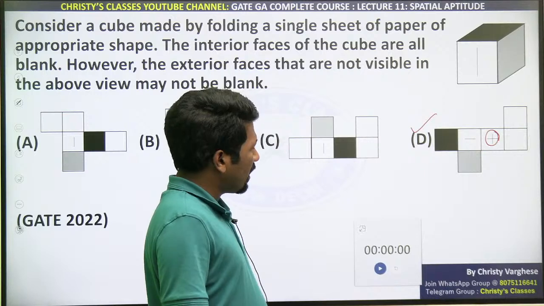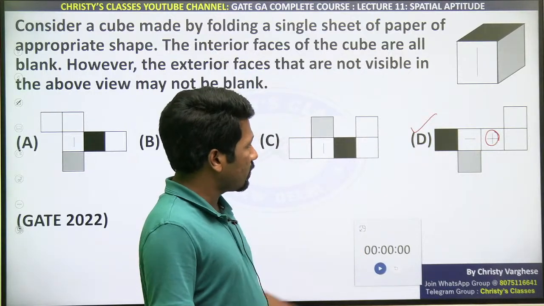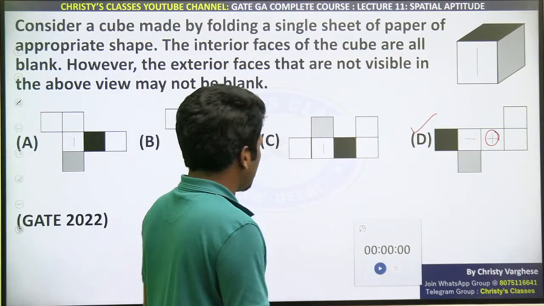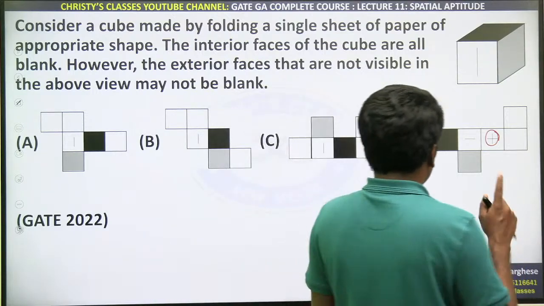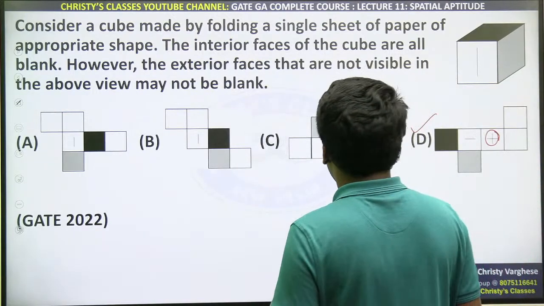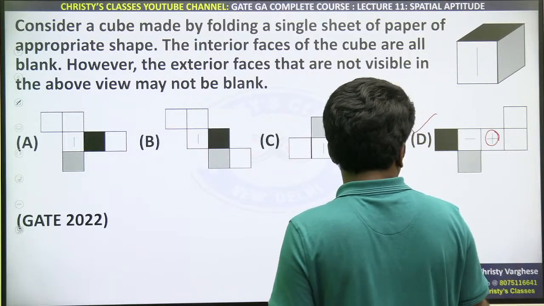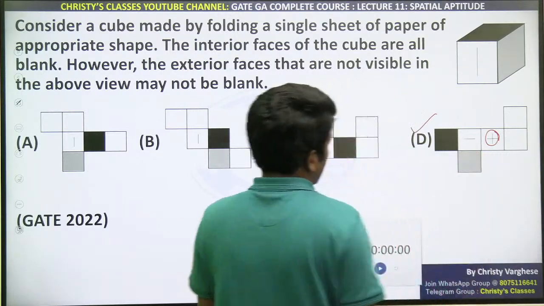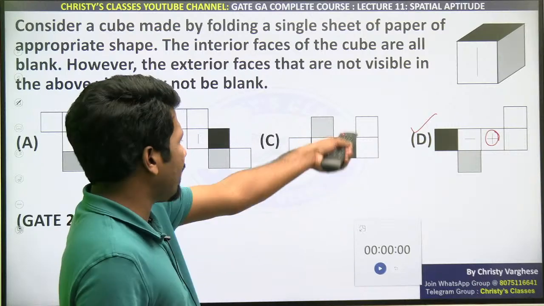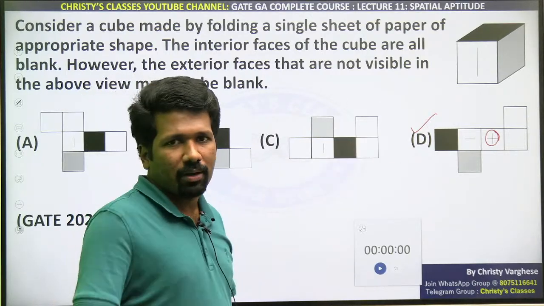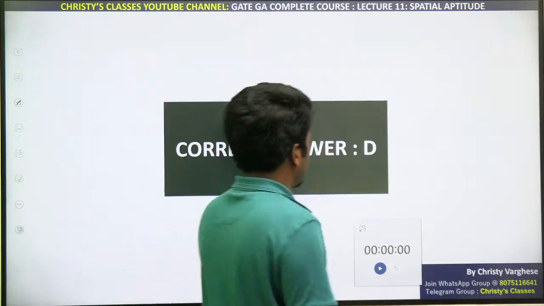If I remember, I think CSIR, after the result was published, after the key was published, this question was cancelled or marks were given to all, I guess. That I don't remember, because this plus symbol, there is a problem. But other than that, most correct option is option D among four options. Option D will be the answer. Check it out.